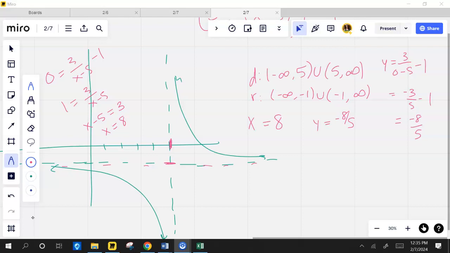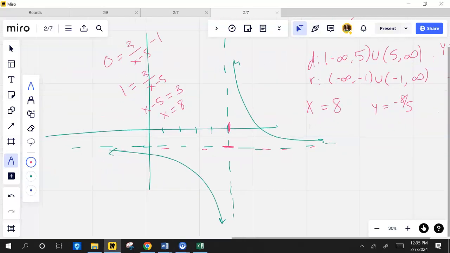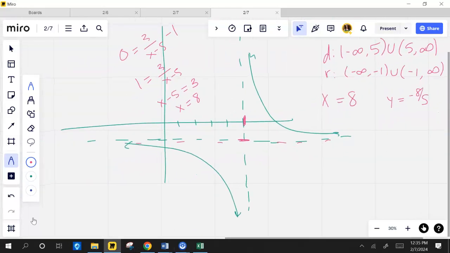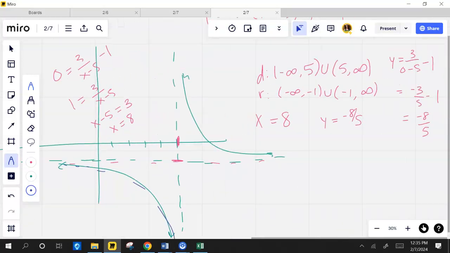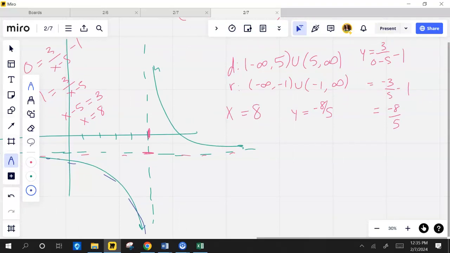Extrema. None. I don't have any because my function is actually always decreasing. Which gets us to increasing. What are the increasing intervals? None, because it never goes up as I move left to right.